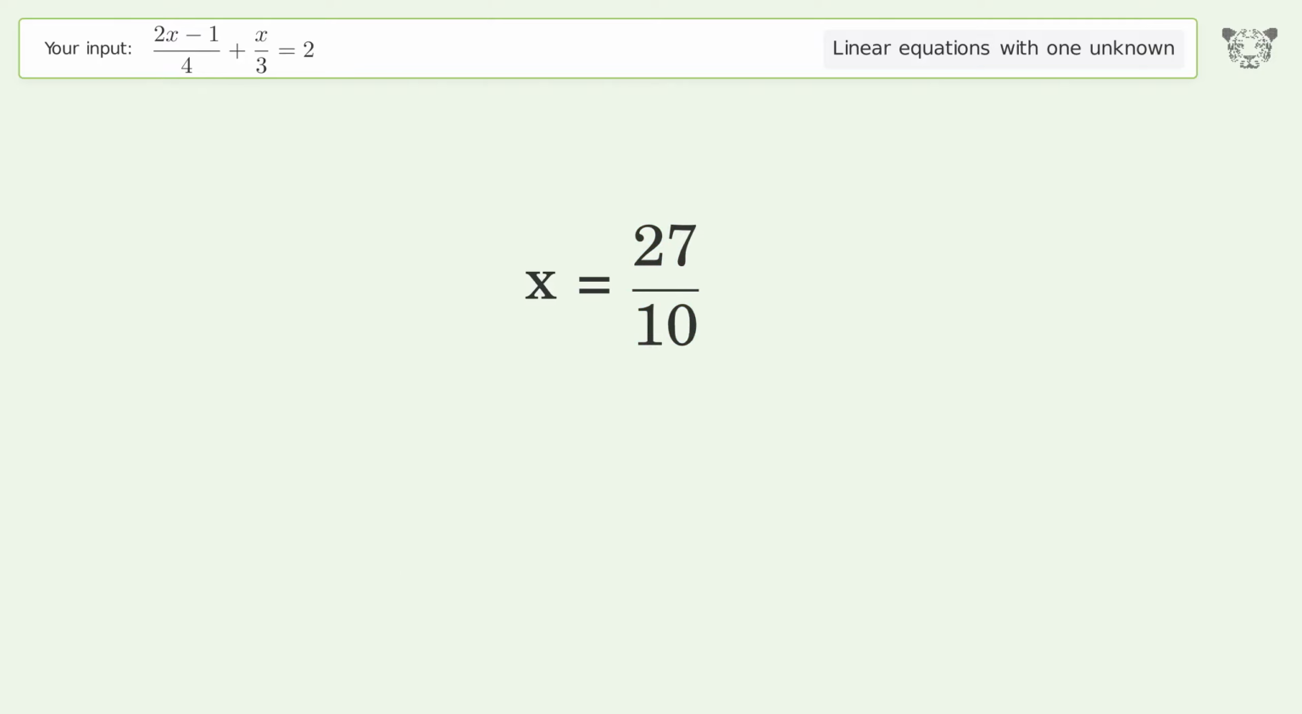And so the final result is x equals 27/10.